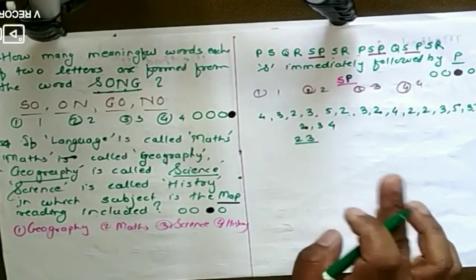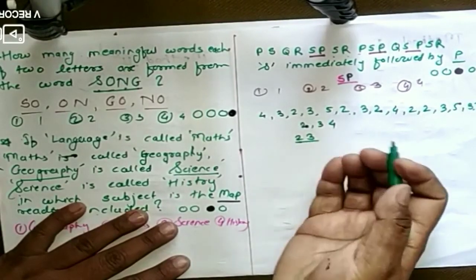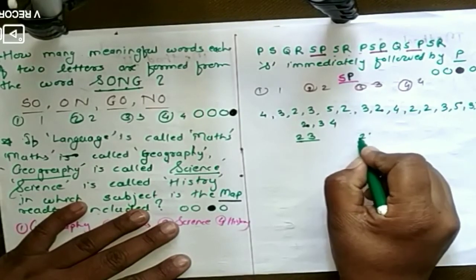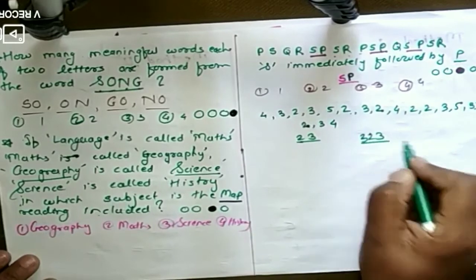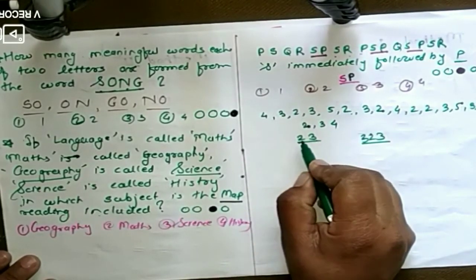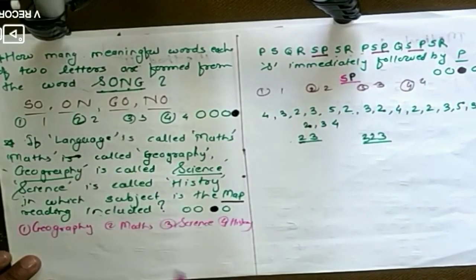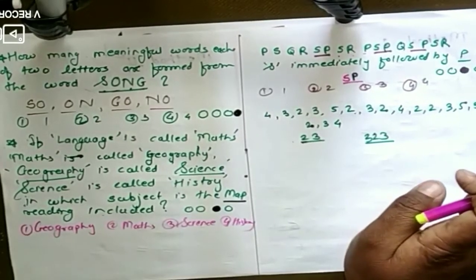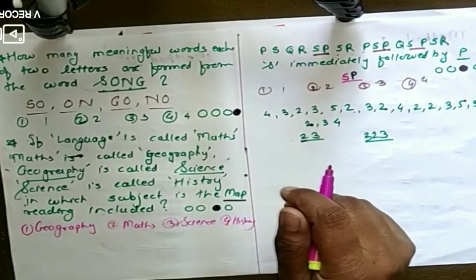But 2 does not follow 3. Behind 2, that is 3 before 2, we don't want. 3 follows 2, but 2 does not follow the 3. So we have to find out 2, 3. But if 3, 2, 3 is there, then we have to avoid this number. How many times it comes, we will see.